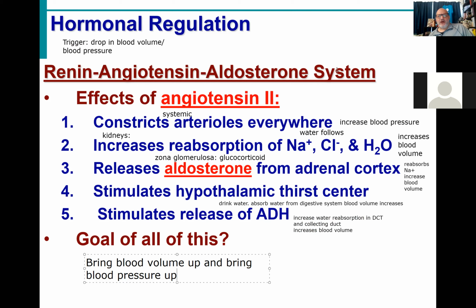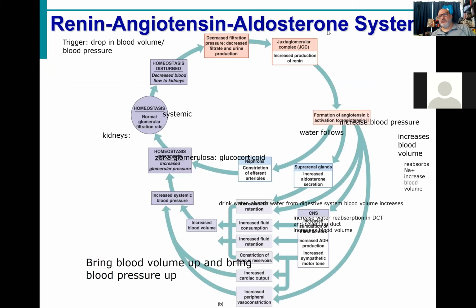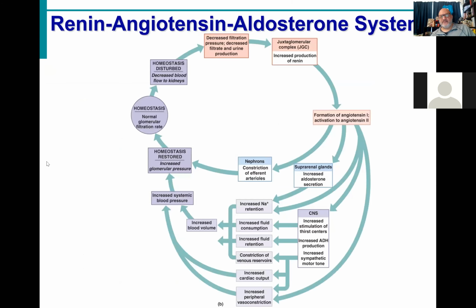And if you don't like all the pretty words that go along with this, your book's got a nice, pretty picture that does a good job of showing all of this as well. All right. Questions on this? All right, excellent.